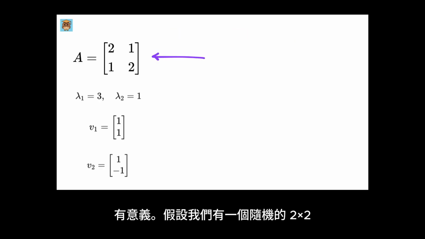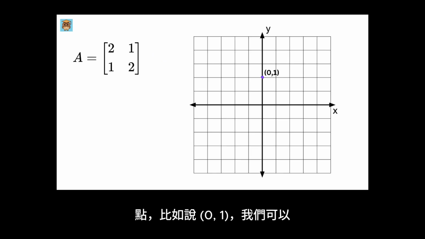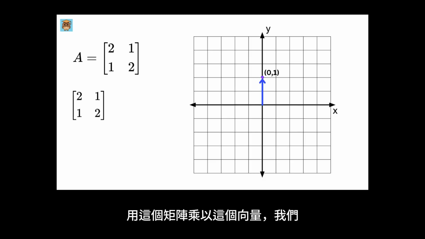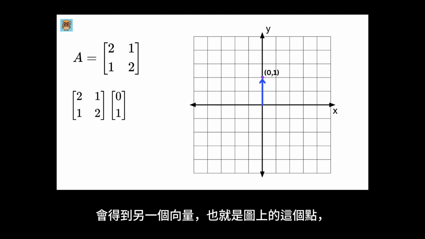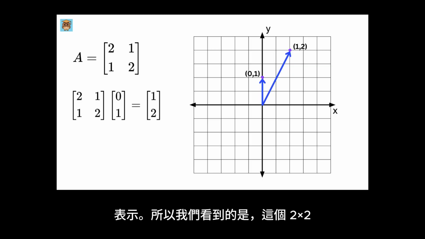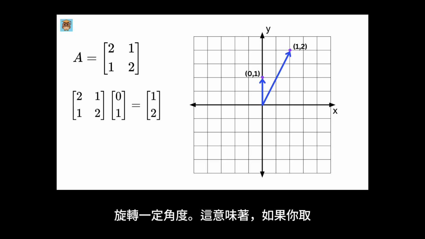Assume we have a random 2 cross 2 matrix like this. Now assume we have a point, say 0, 1, which we can represent using this vector. Now if we multiply this matrix with this vector, we get another vector which is this point on the graph, and it is represented by this vector. So what we saw is this 2 cross 2 matrix acts as something which transforms a vector into some other vector. It is like stretching or shrinking a vector and then rotating it by some amount.